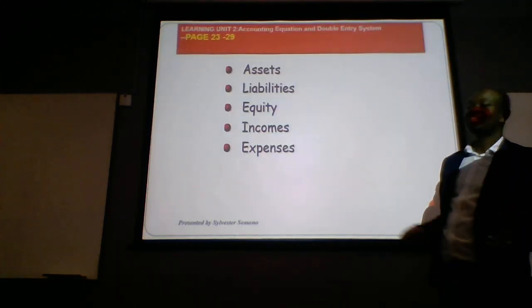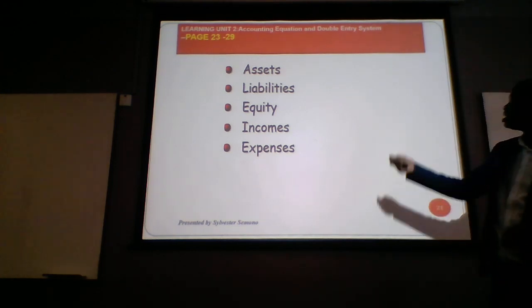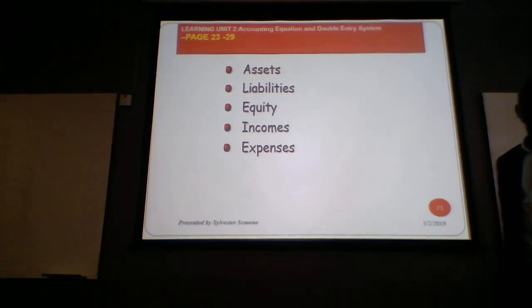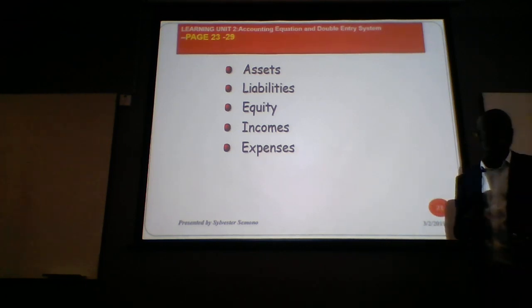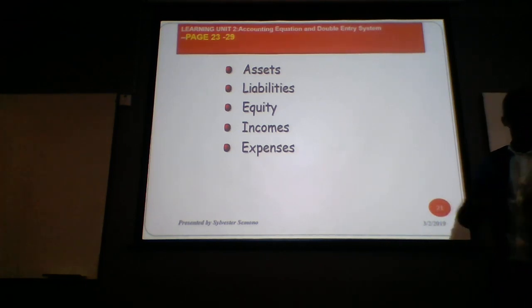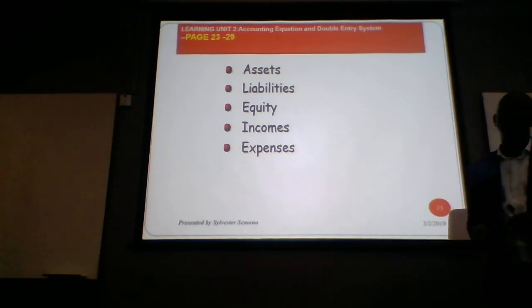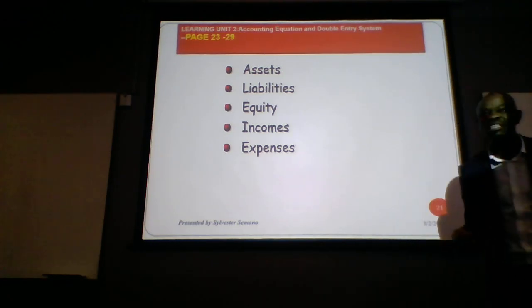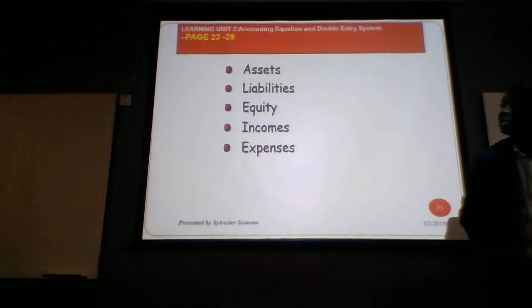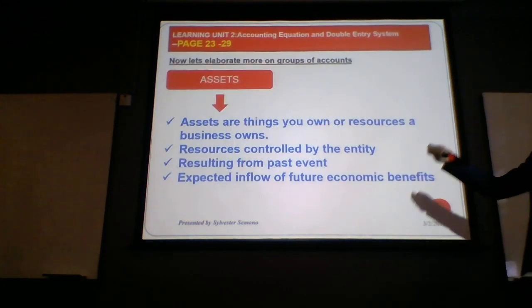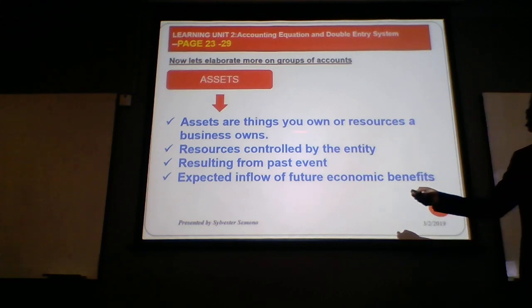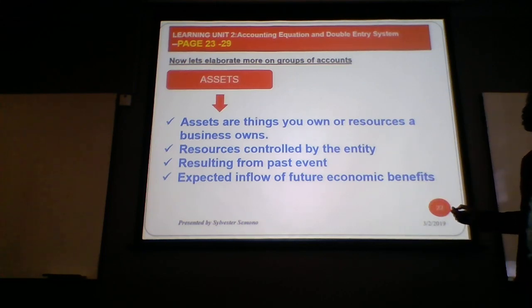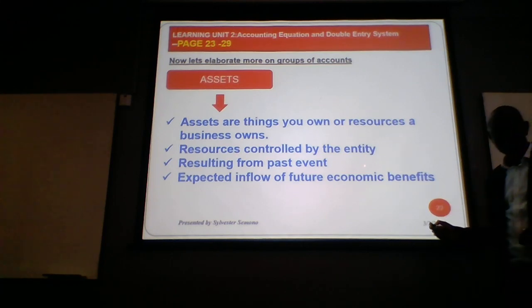Okay, remember this slide? I did say that we've got 5 groups. I repeated the slide: assets, liabilities, equities, incomes, expenses. Now it's time for us to break them down. But I'm not going to waste time on this because I did explain a lot. But I do have the notes. Now we've got the assets. I just tried to give you some definitions here. What are the assets? Things you own, or resources a business owns. Resource controlled by your business.